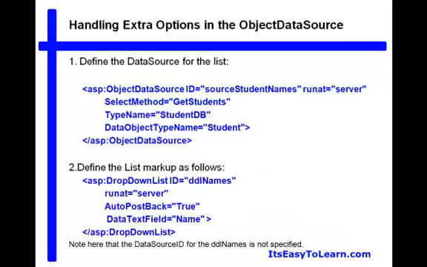How to handle extra options in the object data source? First, we define the data source of the list, source student names. The select method is getStudents. So this will get all the students on the DB. Then we define the drop-down list called DDL names. We have not specified the data source for the DDL names yet.